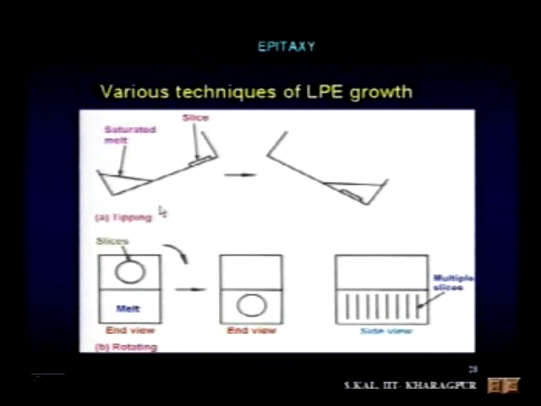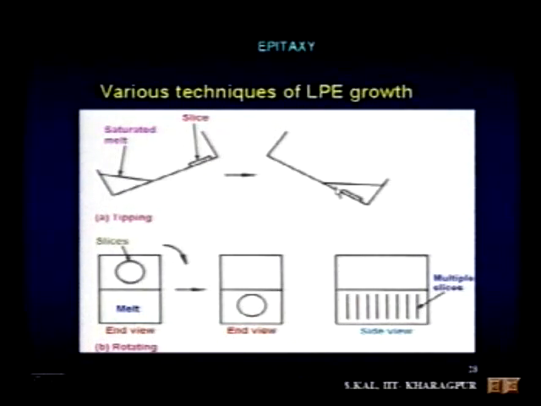First one is the tipping technique. And you can see this is the saturated melt. For example, if you want to have gallium arsenide, it may be gallium chloride. Gallium chloride is a liquid. So that melt, or arsenic chloride mixture with a certain stoichiometric ratio, you can use 1:1. Those liquids, the saturated melt, are kept here. Now the slice, meaning substrate or wafer, is fixed here. Now what we do, tipping means you tilt it from this direction to this direction.